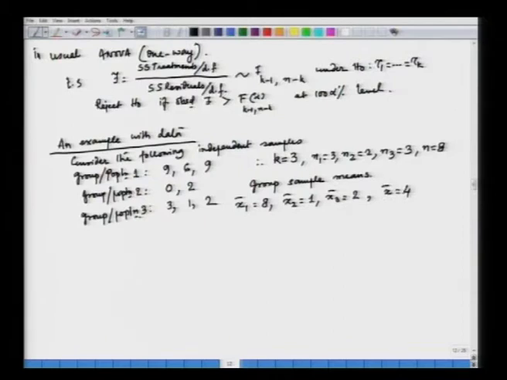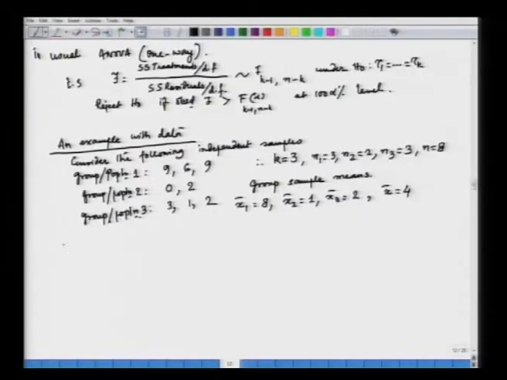I have univariate data, so the group sample means and the overall mean are also scalar valued variables. You can see very easily that these are unidimensional. The values are 8, 1, 2 and 4. Now we go to the sum of squares splitting. We do not have the cross product term here because we are dealing with unidimensional data. So the sum of squares splitting starts with the total sum of squares uncorrected.